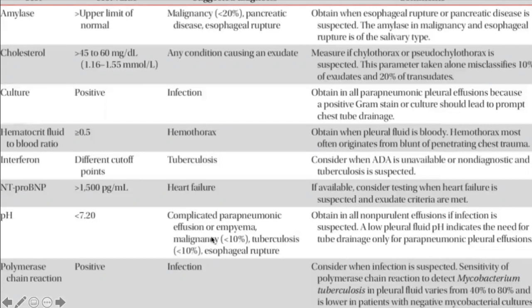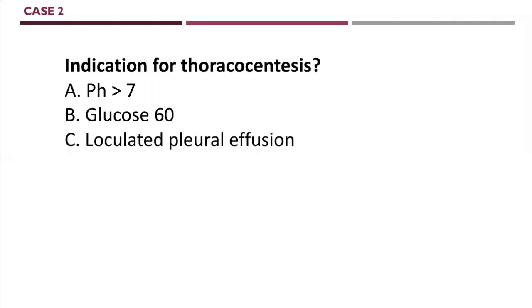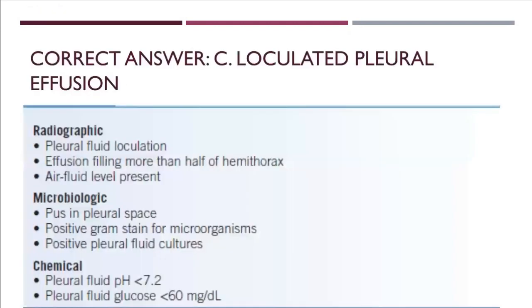Indication for thoracentesis: A, pH more than 7, glucose 60, loculated pleural effusion. They're not greatly written, but for the loculated effusion indication, actually you're ruling out empyema.